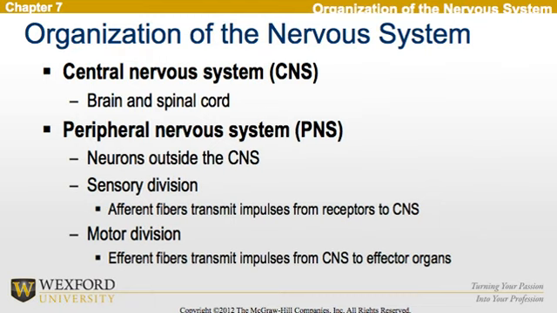If we look at the organization of the nervous system, it is made of two components. The central nervous system, which is comprised of the brain and spinal cord, and the peripheral nervous system, which are neurons outside the central nervous system. There is a sensory division, where afferent fibers transmit impulses from the receptors to the central nervous system, and a motor division, where efferent fibers transmit impulses from the central nervous system to effector organs.